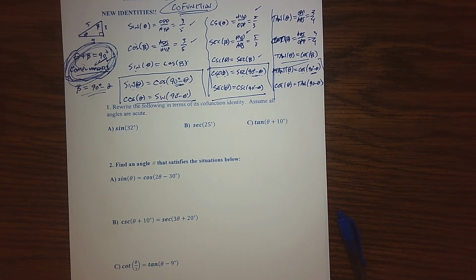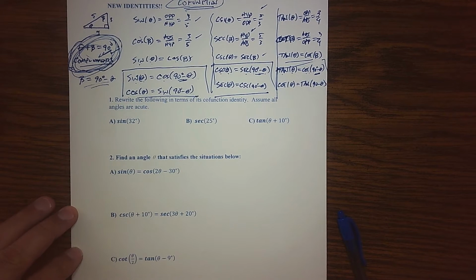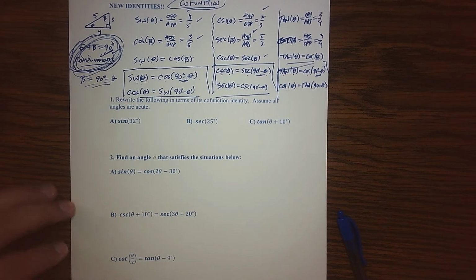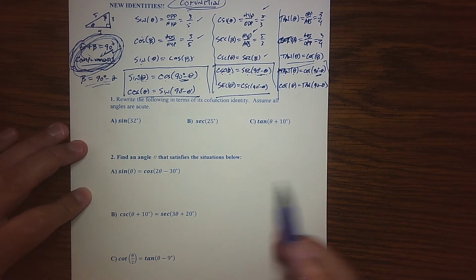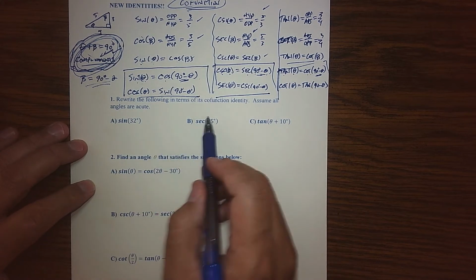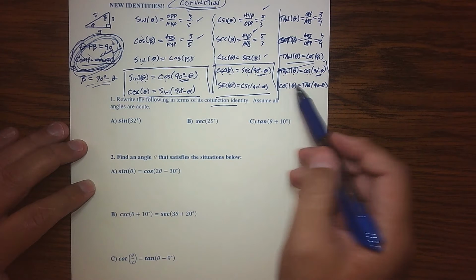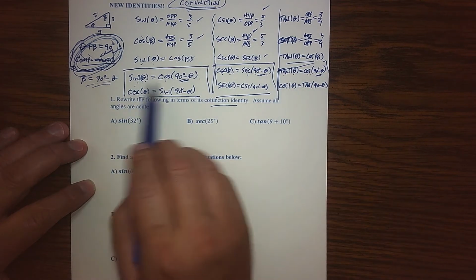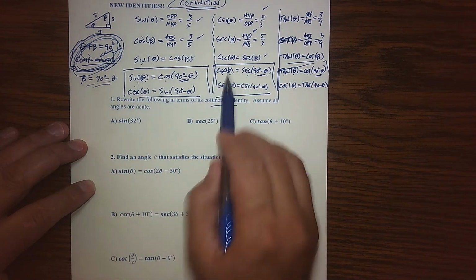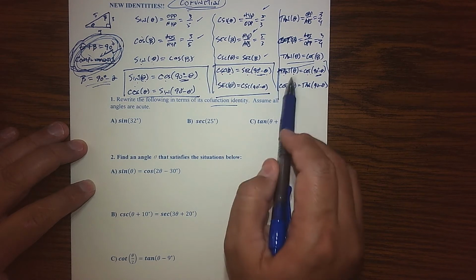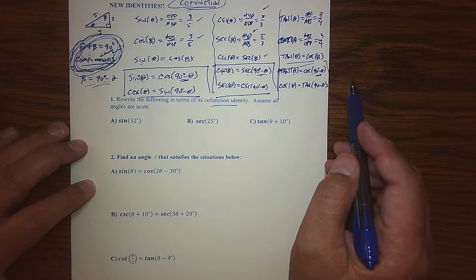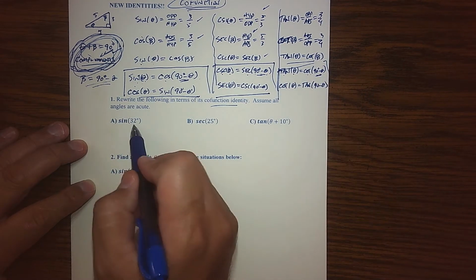Okay, so let's go do some homework-like problems using the cofunction identity idea. The first set is to basically rewrite a function in terms of its cofunction identity. Remember, we have three sets of cofunction identities: sine and cosine are cofunctional, cosecant and secant are cofunctional, and tangent and cotangent are cofunctional. So three sets.